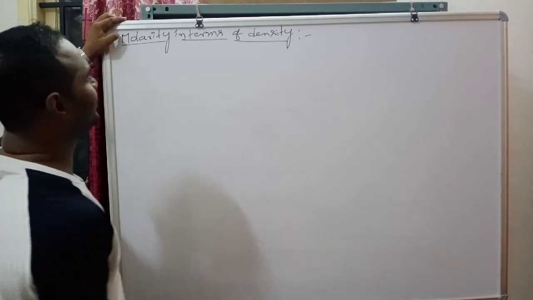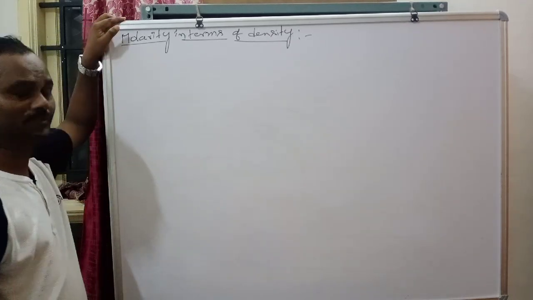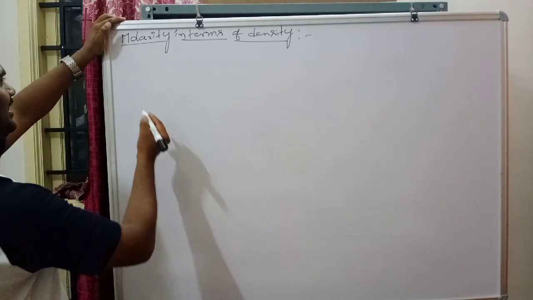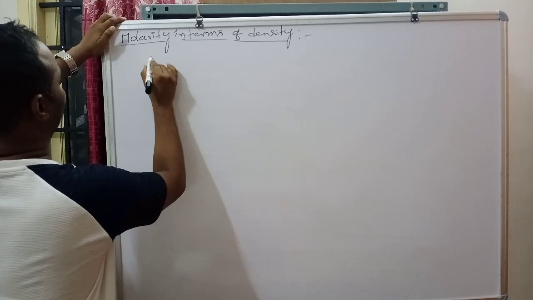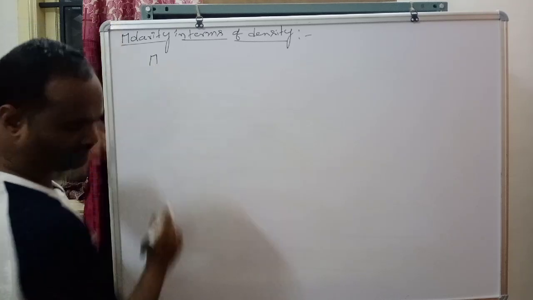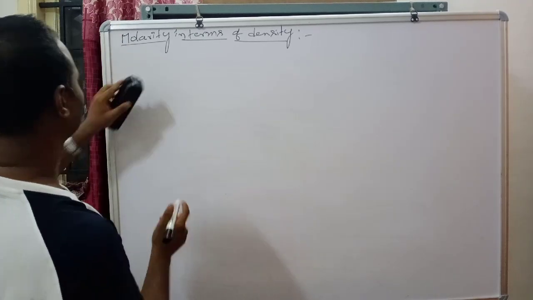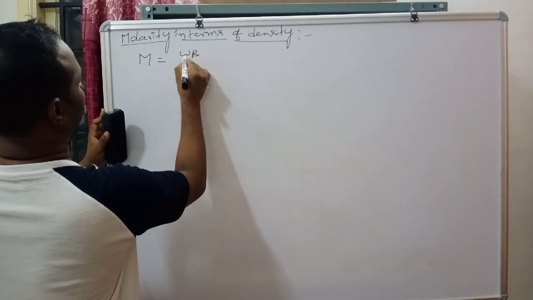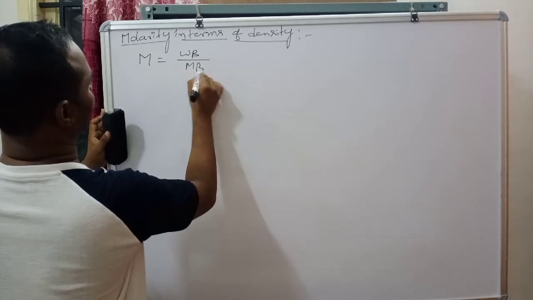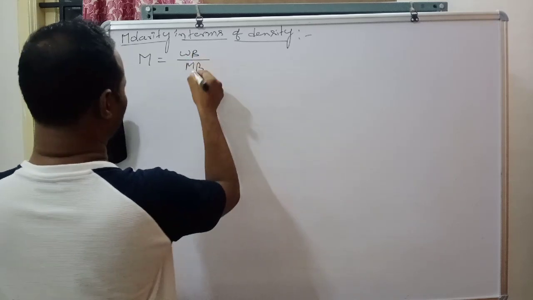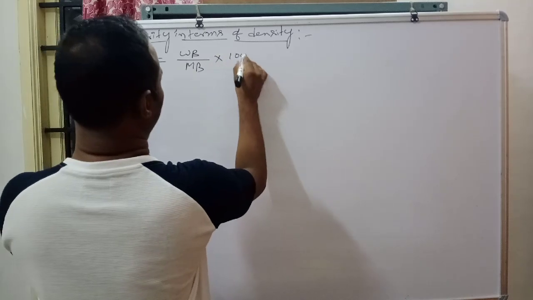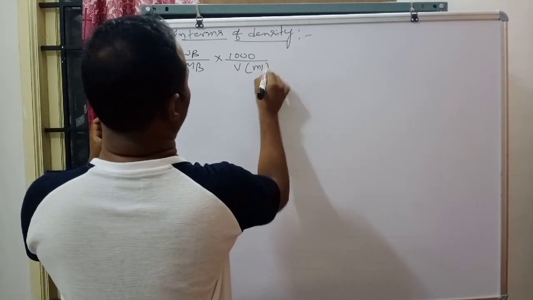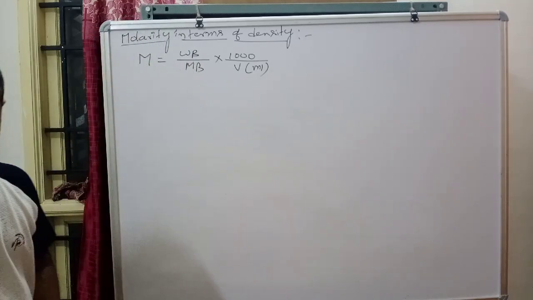Now molarity in terms of density. Here we can see the relation between molarity and density. First you write the basic formula for molarity. Molarity is equal to mass of solute by molar mass of solute into 1000 by volume of solution in milliliters.